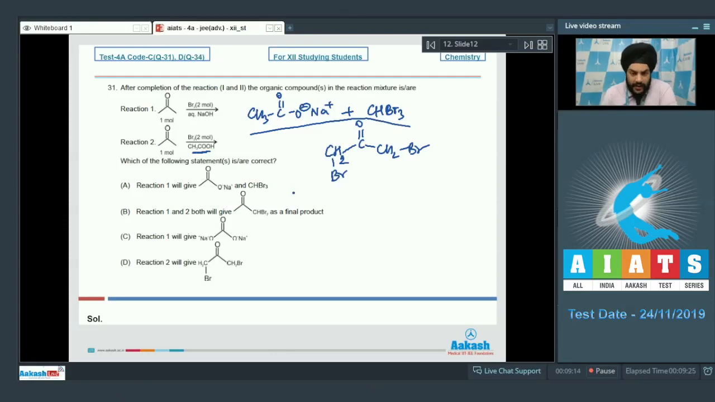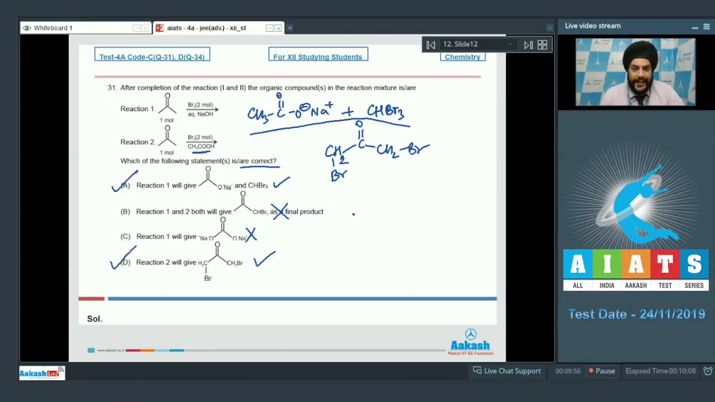So if we talk about the statements which are given to us, we have to mark the correct statements. Option A says reaction 1 will give the acetate ion along with bromoform. This is correct, students. If we talk about statement B now, reaction 1 and 2 will both give this compound as the final product. This is not correct. If we talk about option C now, reaction 1 will give this compound. This is also not correct. It is going to give the acetate ion. If you talk about option D now, reaction 2 will give the disubstituted compound. So this is correct, students. So out of these given statements, option A and option D are correct, and they have to be marked as the correct answer to this question.